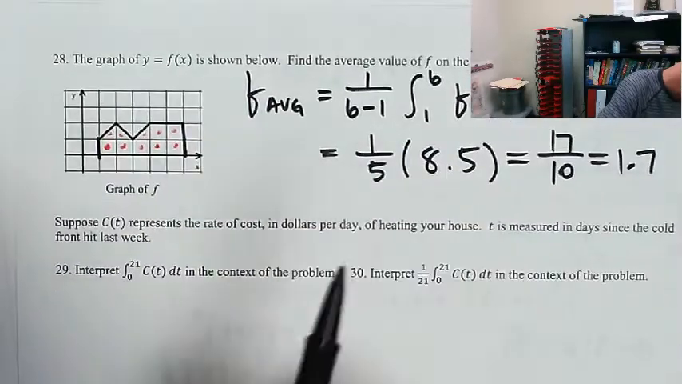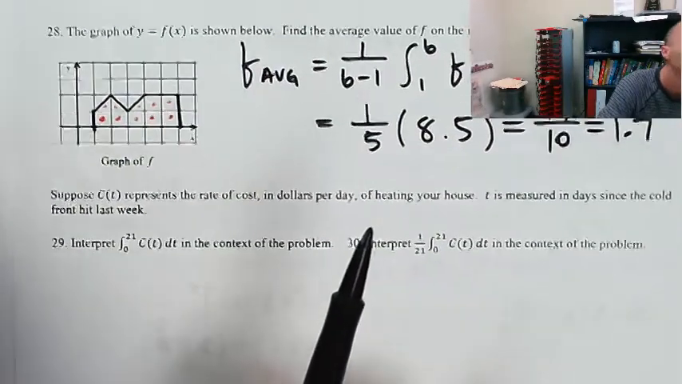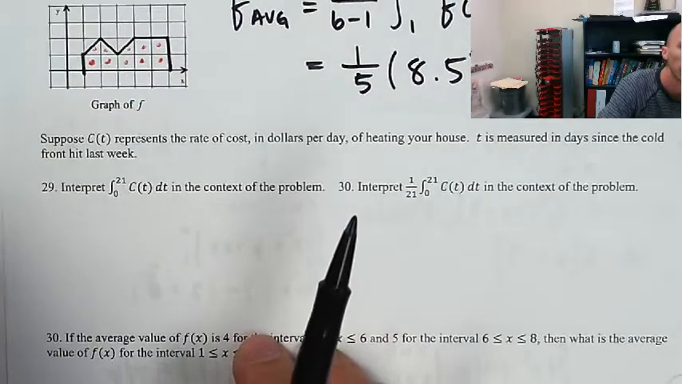Anyway. Suppose C of t represents the cost in dollars per day of heating your house. T is measured in days since the cold front hit last week.